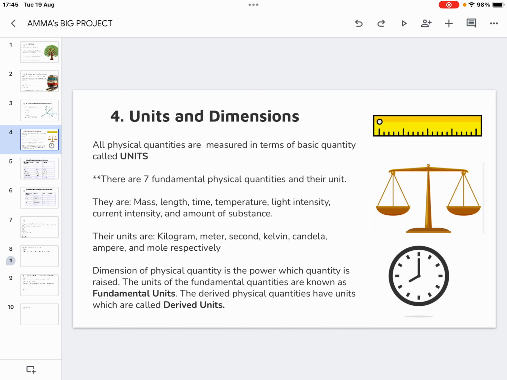Dimension of a physical quantity is the power to which the quantity is raised. The units of fundamental quantities are known as fundamental units. Derived physical quantities have units which are called derived units.